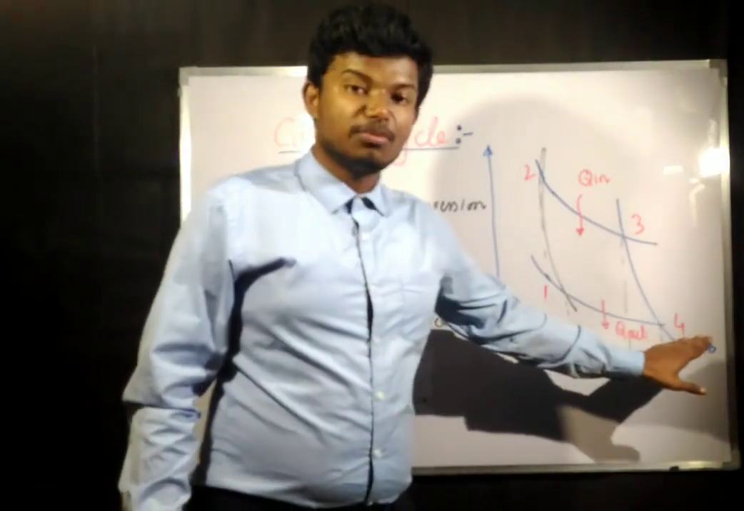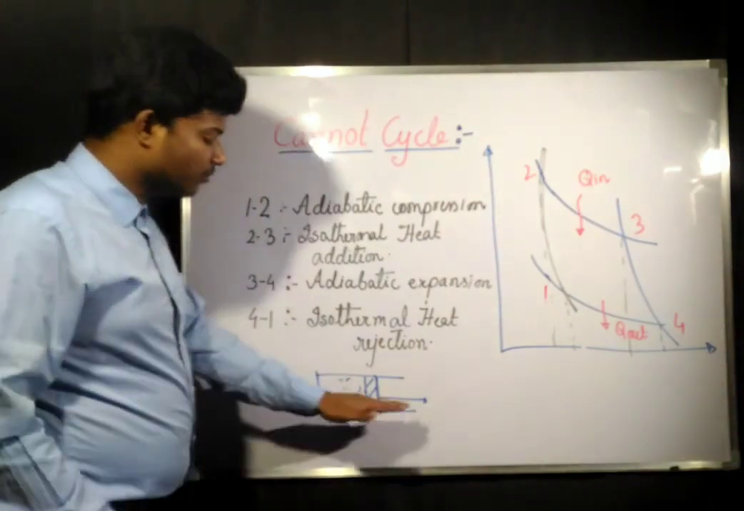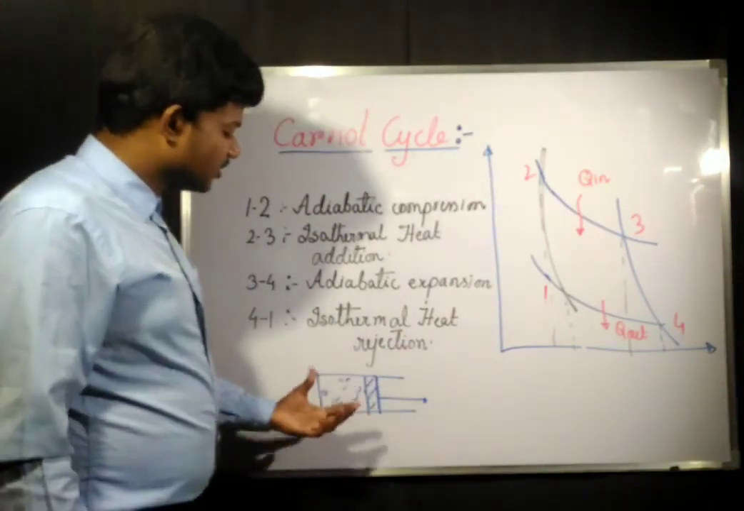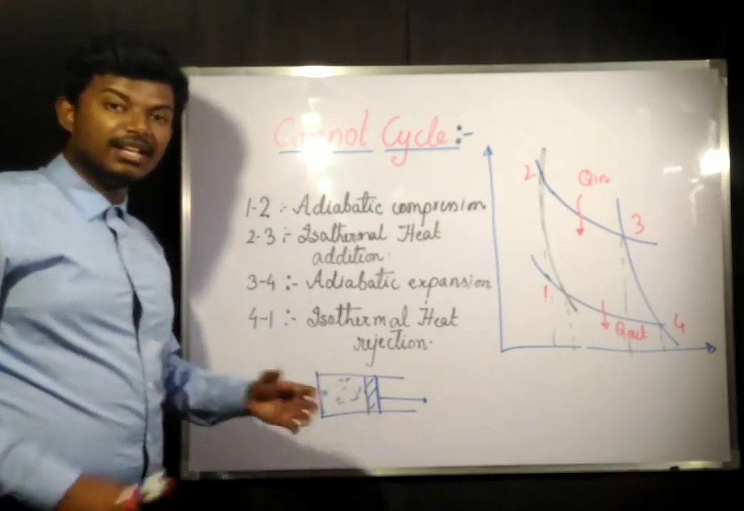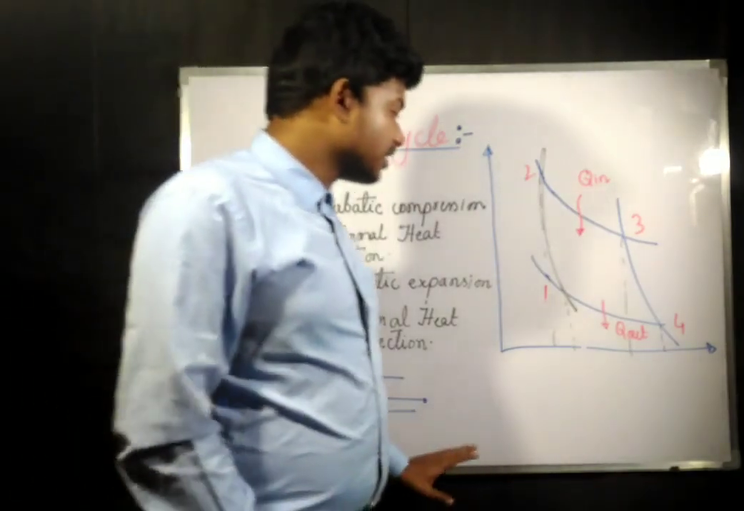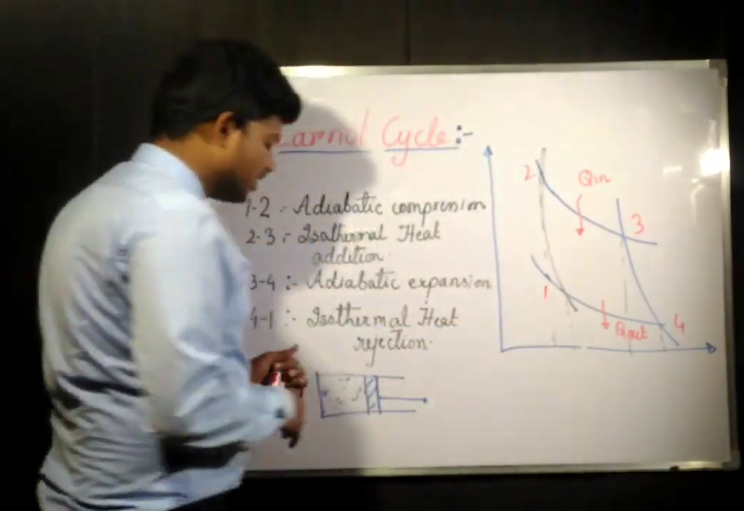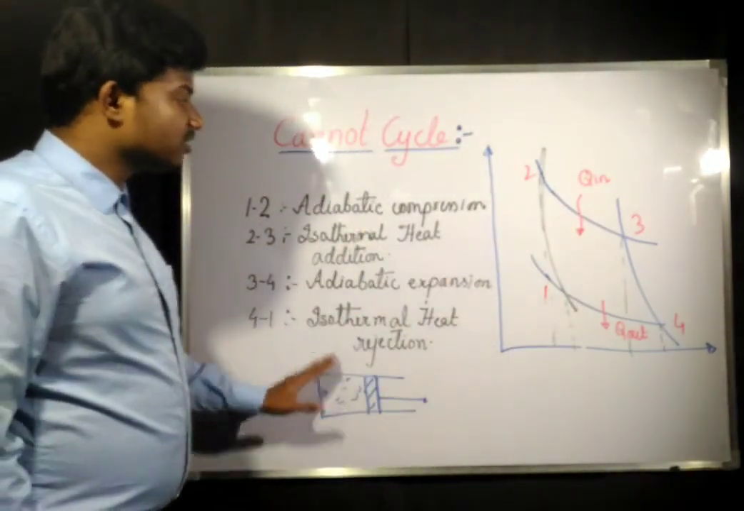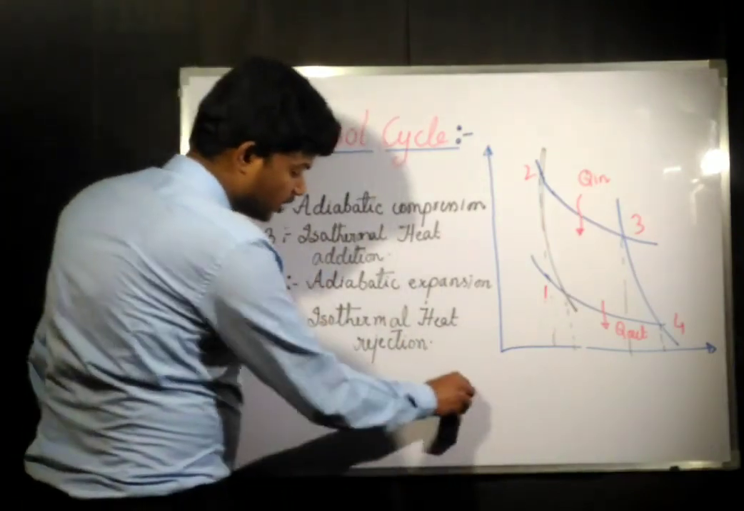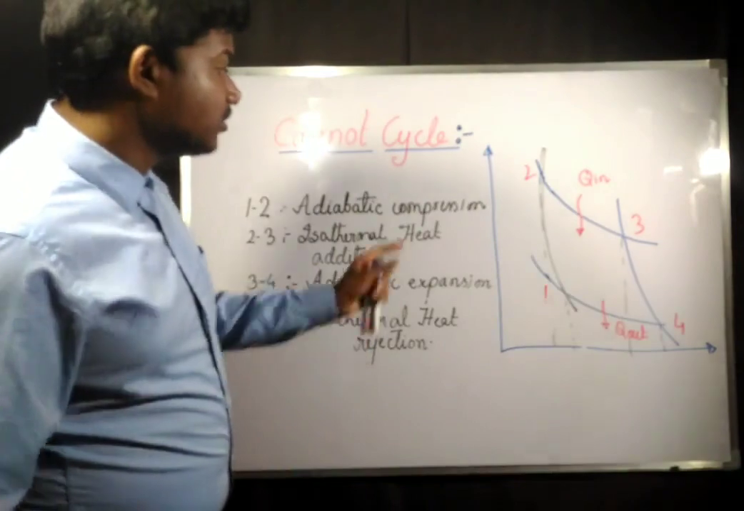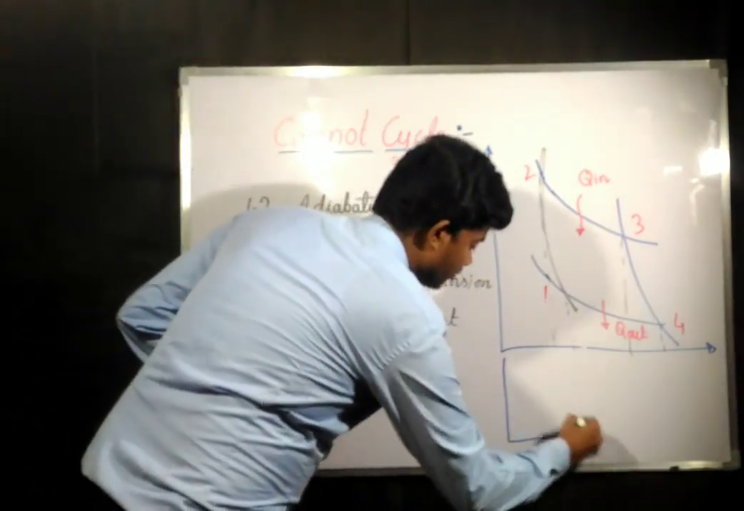So this is going to be process 3 to 4, and during 4 to 1 what will happen? During 4 to 1 it is going to reject heat, keeping the temperature the same. Okay, keeping the temperature the same, this is going to give out the heat. So this complete procedure comprises a Carnot cycle.